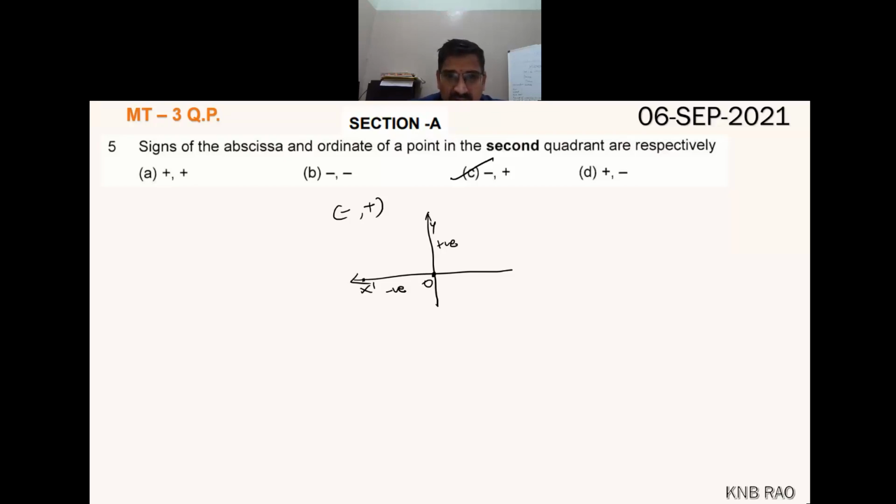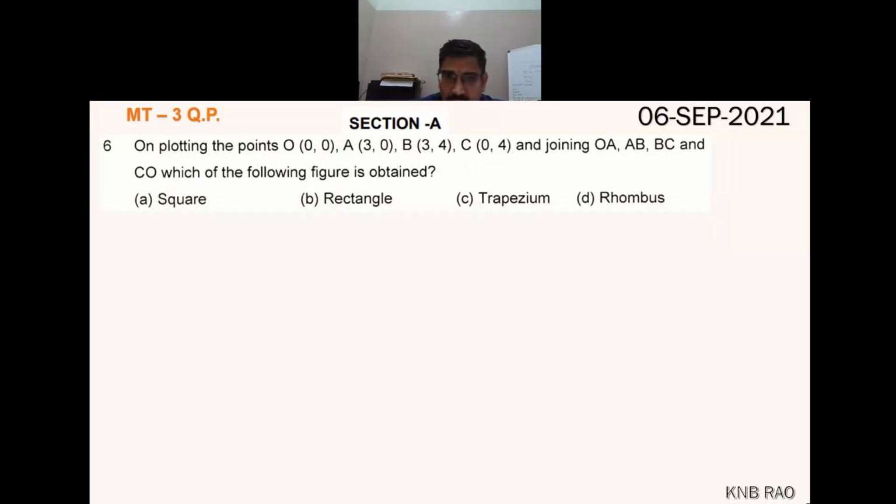Then moving on to question number 6. On plotting the points O(0, 0), A(3, 0), B(3, 4), C(0, 4), and joining OA, AB, BC and CO, which of the following figures are obtained? So if you observe, children, first here, is it necessary to plot this graph?